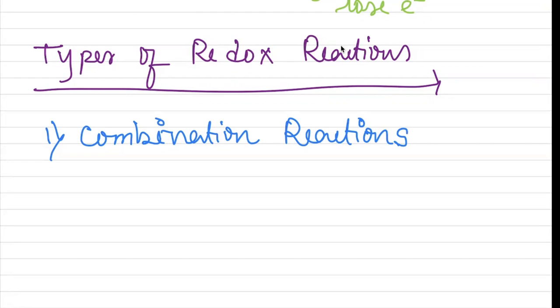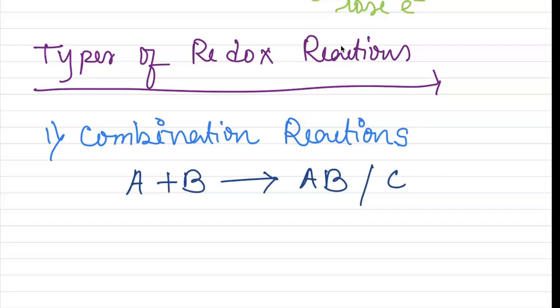I'm just giving you a revision: when in a chemical reaction, two or more substances combine to form a single substance, it is known as a combination reaction. Suppose when A and B, two compounds, combine and form AB, this type of reaction is known as a combination reaction. It may be from AB or it may be from C, a new type of compound. So this type of reaction is known as a combination reaction.